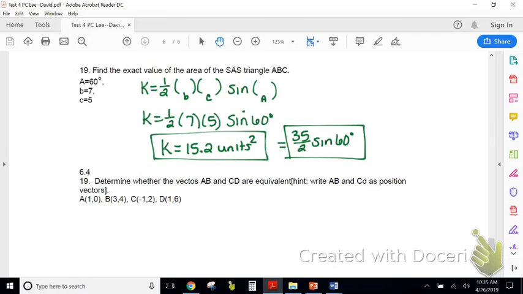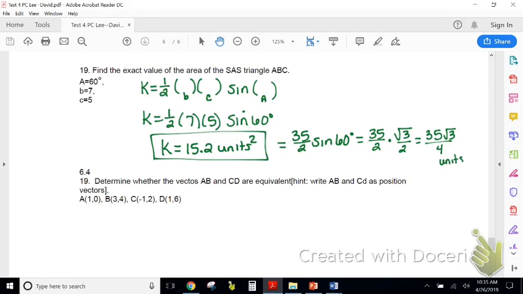Alright, I'm sorry. So yeah, we could find sine of 60 degrees. So this would be, what, 35 over 2 times square root of 3 over 2? So you'd have 35 square root of 3 over 4 is what it is exactly. And then if we had to label it, it'd be whatever unit squared because it's area.